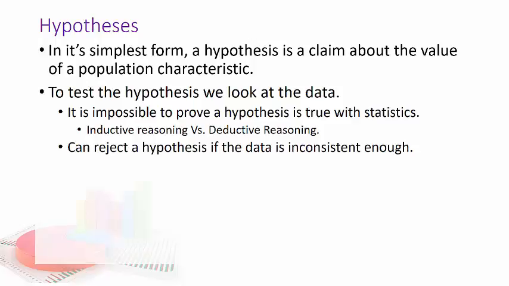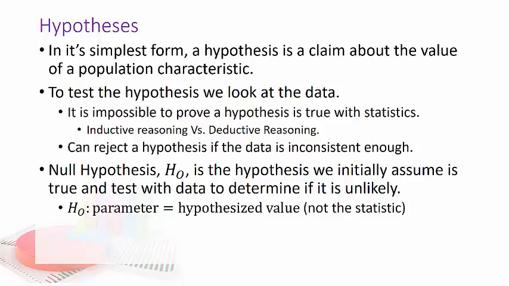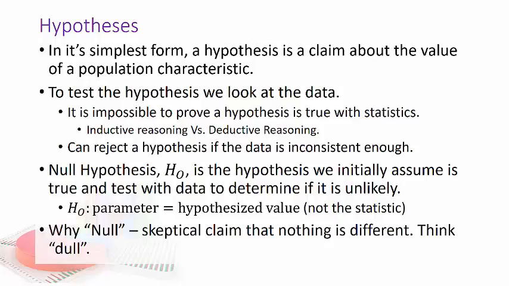Now, we tend to work with two hypotheses. The first one is the null hypothesis. We call it H naught, and that's the one we assume is true and test with the data to see if it's unlikely. The way we write it is H naught: the parameter, usually p in this case, equals some hypothesized value. Could be 0.2, 0.5, usually some fraction, okay? And why null? Because it's a skeptical claim that nothing is different. I like to think dull. So it's the dull hypothesis.